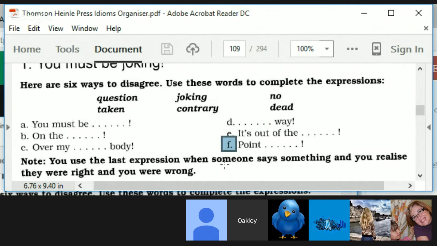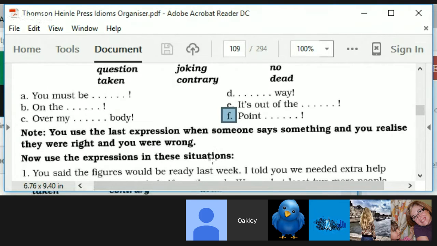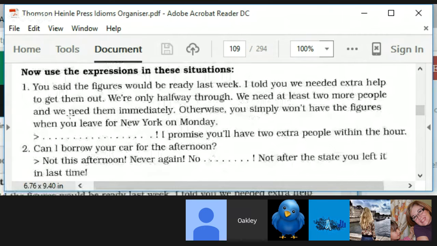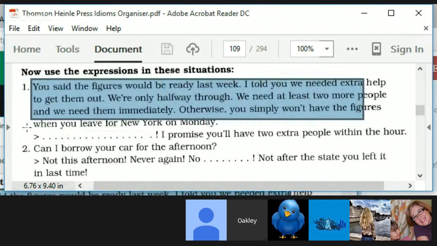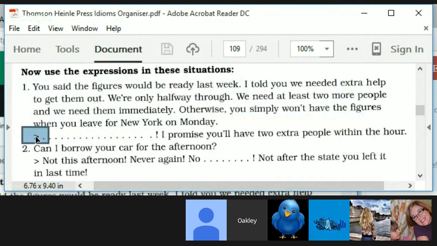Okay. Thank you. Well, let's look at them situationally. This next exercise is in the form of a dialogue. This first one's really long. One person says this, and the other person, indicated by an arrow, replies, maybe with one of these expressions.